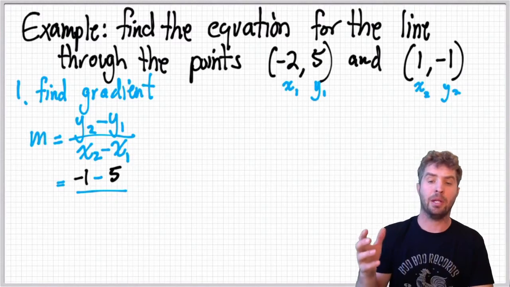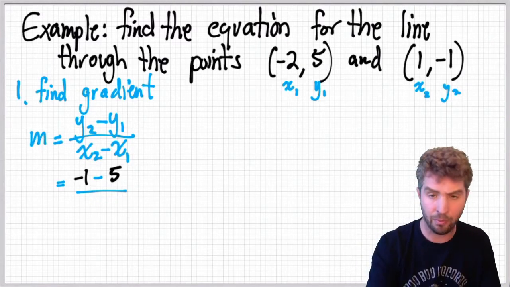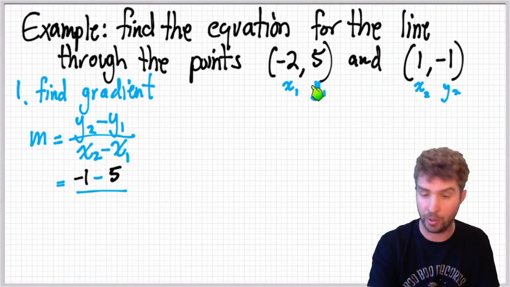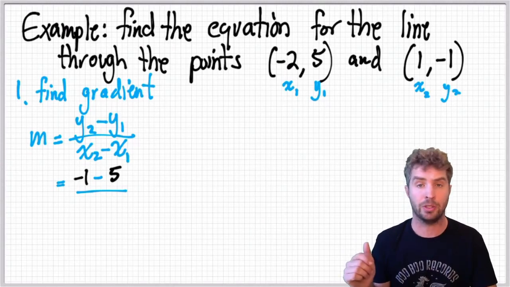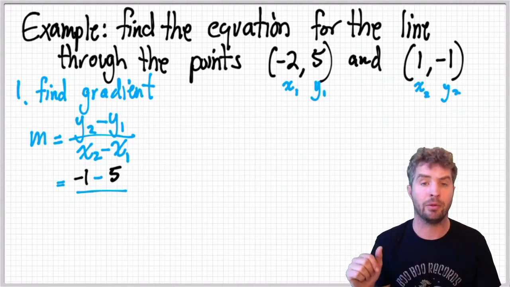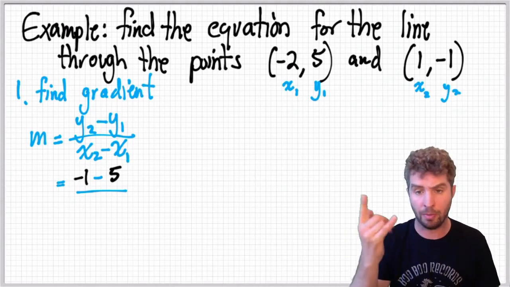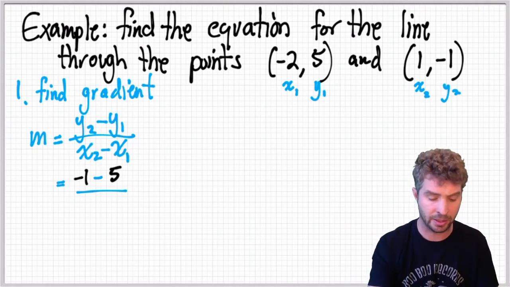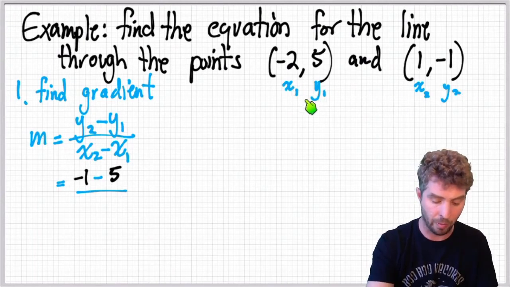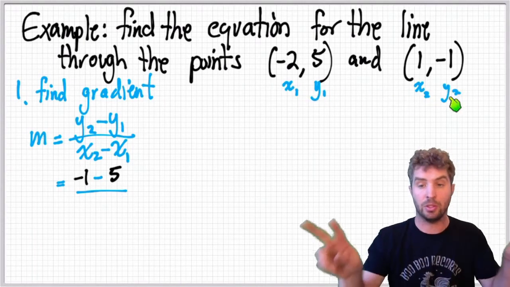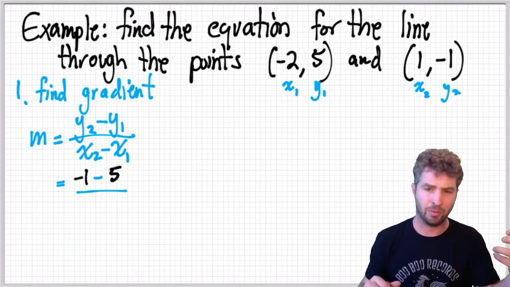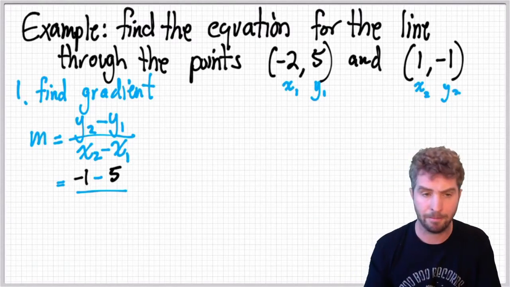Now, I'll take a minute here. I chose one point to be point 1 and the other to be point 2. It doesn't matter which one's which; you could go in either direction. You can swap those as long as it's consistent, as long as the x and y match in terms of being point 1 and point 2, x1 and y1, x2 and y2, as long as you swap everything and you don't have x1 with y2 or something like that.